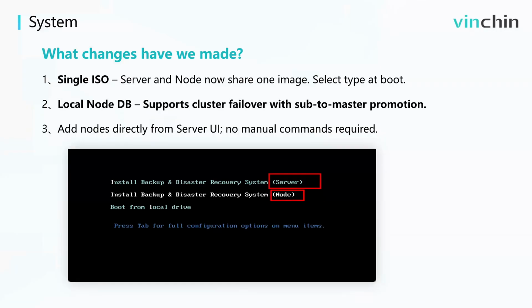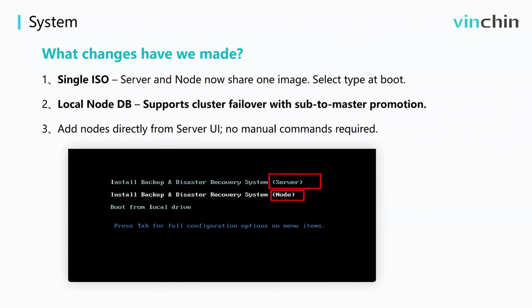We merged the Vinchin server and Vinchin node in the same ISO package. When you install the ISO, you can select which one you want to install, the Vinchin server or the Vinchin node. And for the single ISO, the server and node now share one image. Select the type at boot.